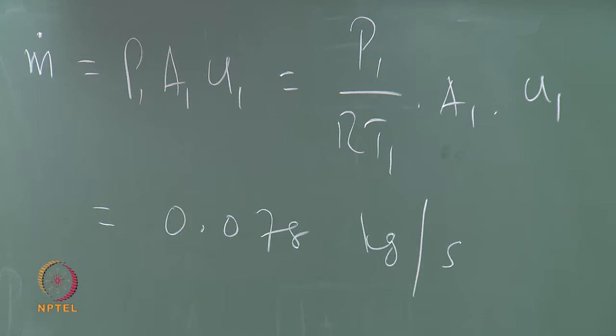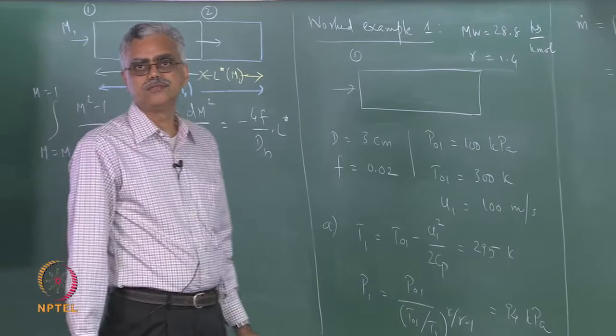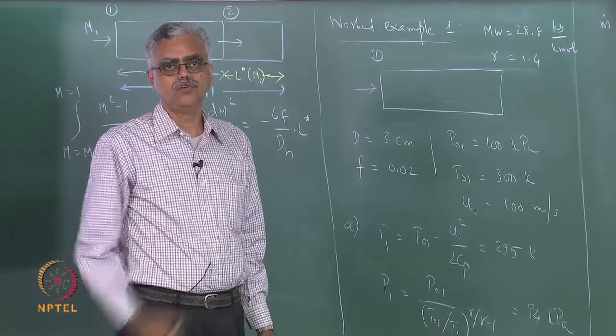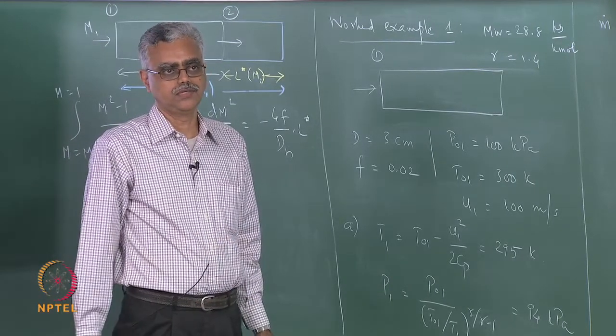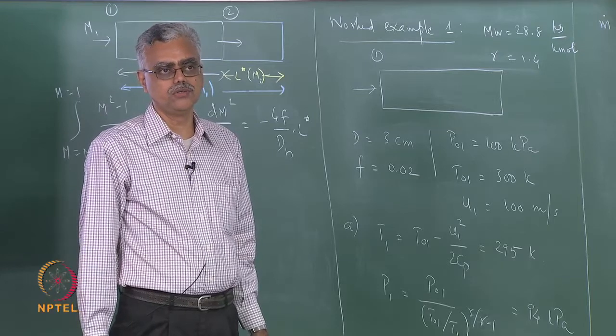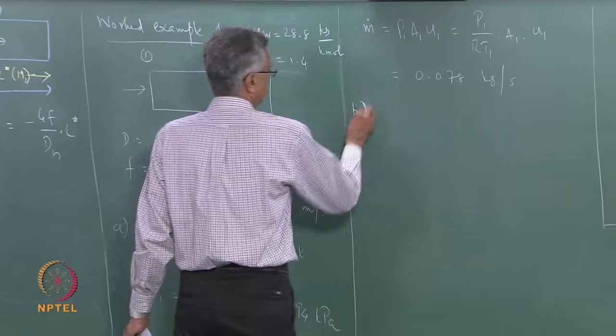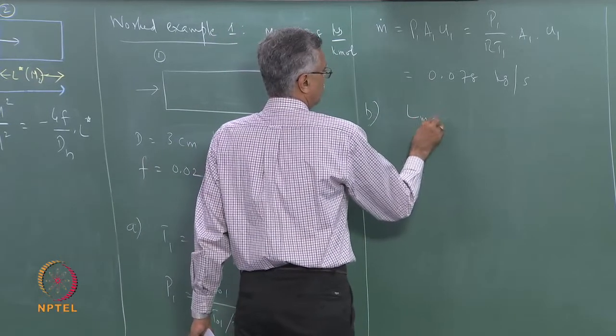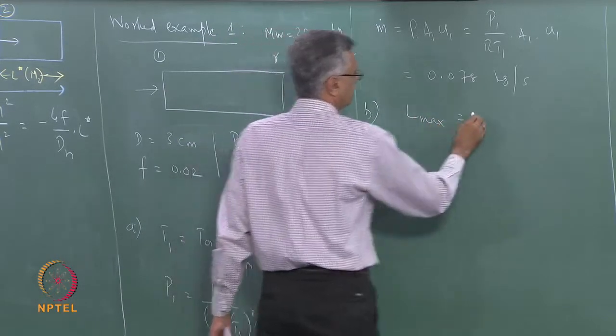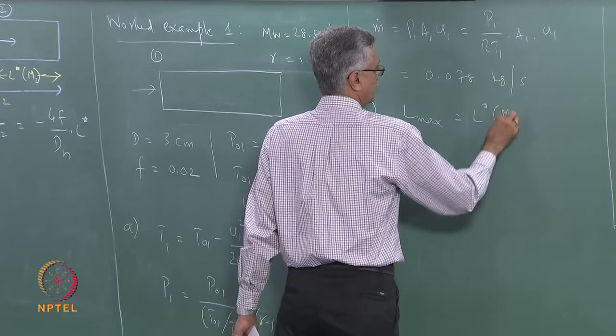Now, part B asks us to determine the maximum length of the pipe that I can have for this mass flow rate. So, the maximum length is going to be equal to L star corresponding to the inlet Mach number. So, let us look at part B. So, part B, for the mass flow rate to remain the same, the maximum length that I can have is L star corresponding to M1.